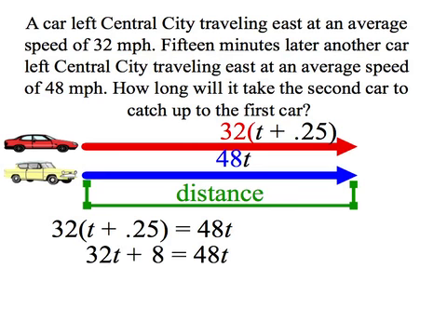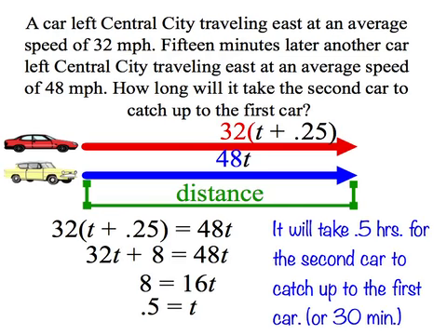And now we apply the distributive property to get 32t plus 8 is equal to 48t. We subtract 32t from both sides to get that 8 is equal to 16t. We divide both sides by 16 and get that t is 0.5, or 1/2 hour. And that will answer our question. It'll take a half hour, or if you like, 0.5 hours, or even 30 minutes for the second car to catch up to the first car.